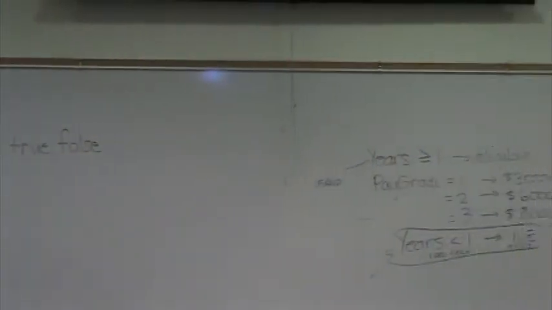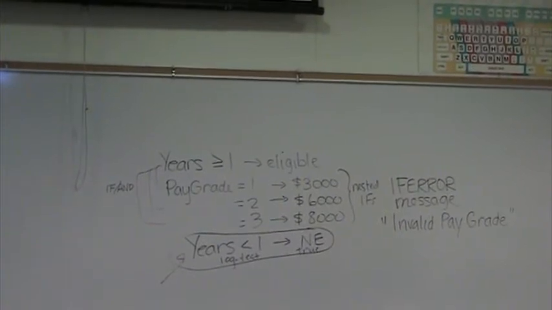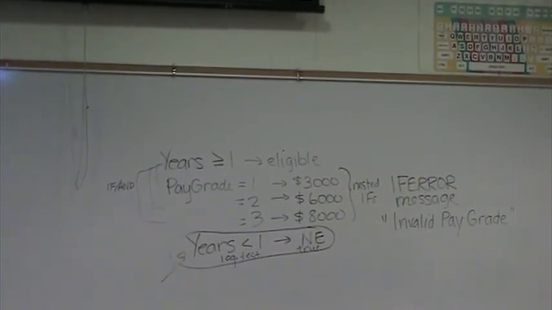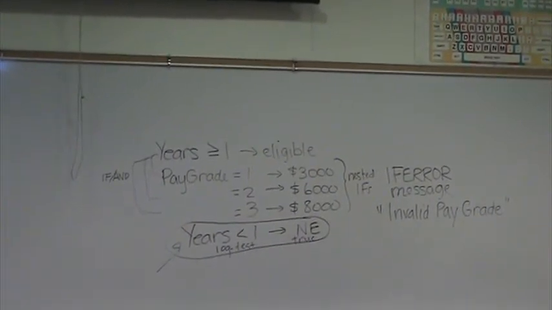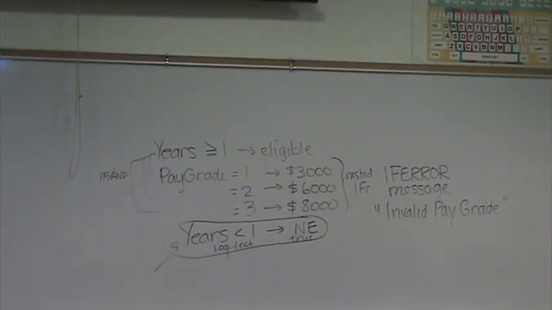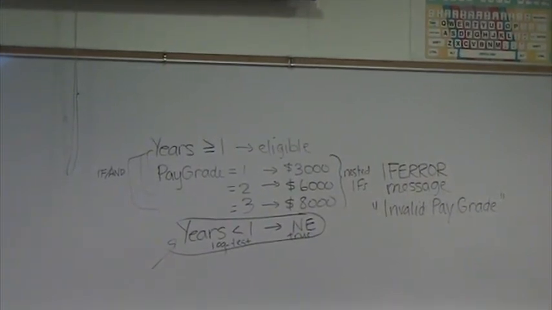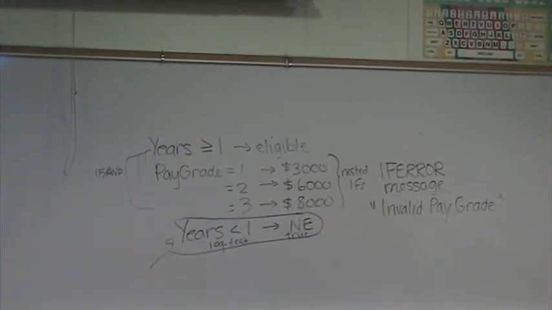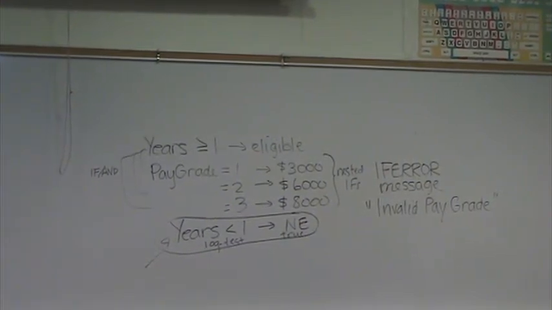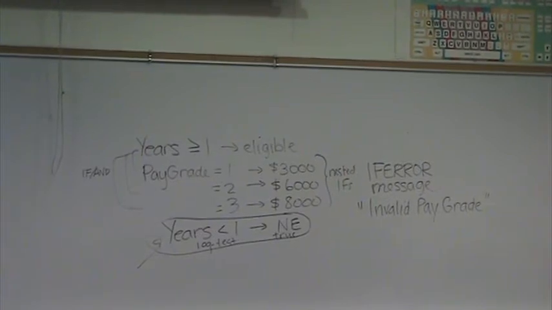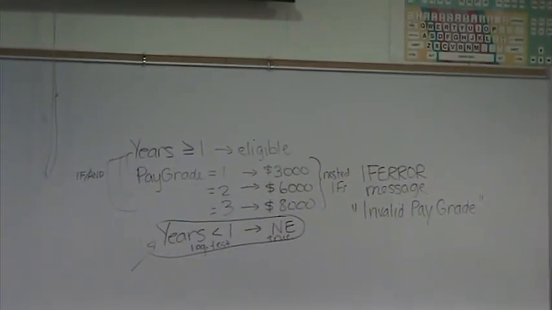And so we wrote over here what we know, that they're only eligible for the bonus if they've worked more than 1 year, greater than or equal to 1 year, and that their pay grade dictates the bonus amount. Pay grade 1 is $3,000, pay grade 2 is a $6,000 bonus, pay grade 3 is an $8,000 bonus, and that if they worked less than a year, they're not eligible, and that we want to customize the error message to say invalid pay grade. So we know that this is a nested if function.